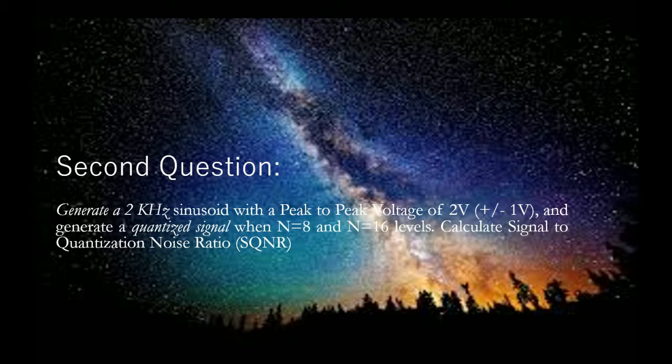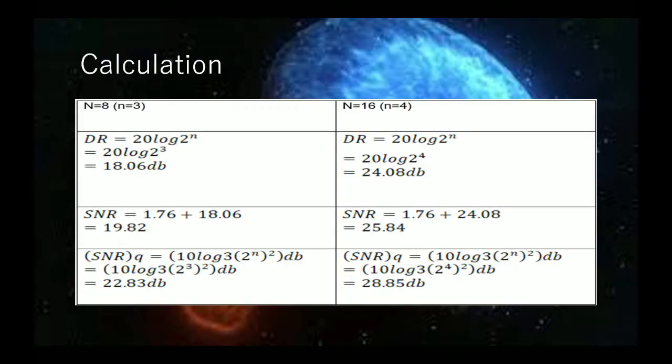Second question: generate a 2 kHz sinusoid with a peak-to-peak voltage of 2 volts and generate a quantized signal when N equals 8 and N equals 16 levels. Calculate the signal to quantization noise ratio, SQNR. As you can see, this is the calculation that we made for N equals 8 and 16.